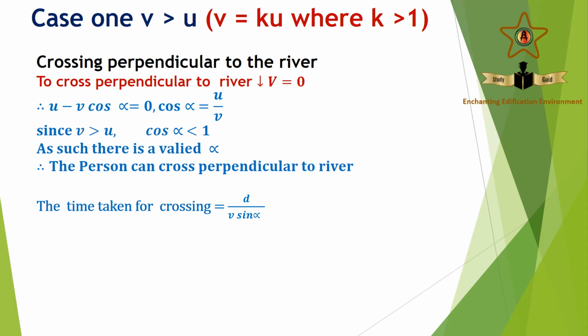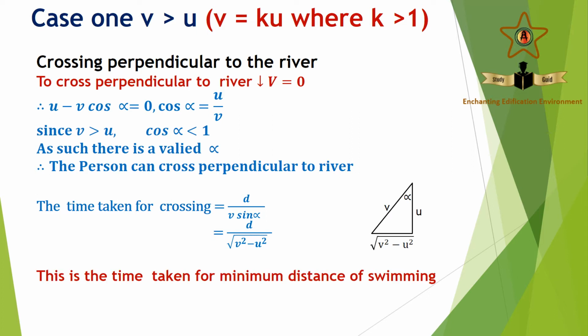Now the time taken for crossing is going to be d over v sin alpha. When we draw a right-angled triangle where cos alpha is u over v, sin alpha is going to be square root of v squared minus u squared divided by v. So the time is going to be d v divided by the square root of v squared minus u squared. This is the time taken for minimum distance of swimming. Minimum distance between two parallel lines is the perpendicular distance.